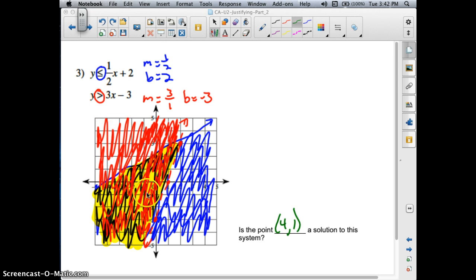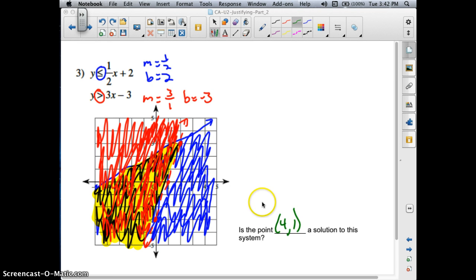I highlighted in yellow the overlapped shading so that you could compare it to what you have to see if you have the right region overlapped. And this is what the solution to a system of equations looks like.